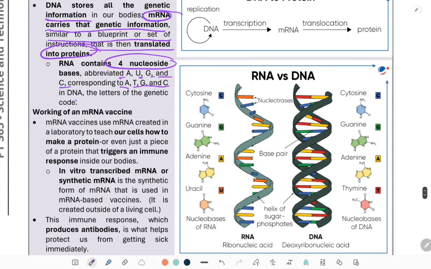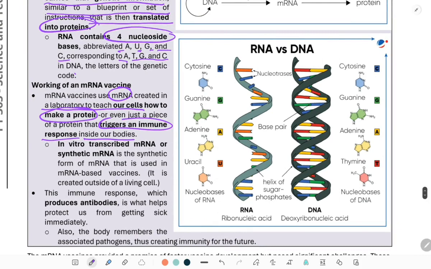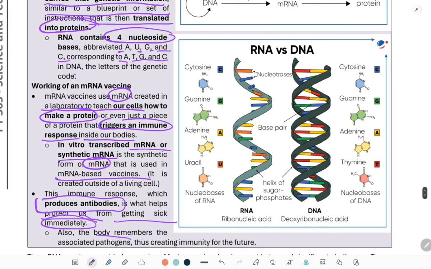Working of an mRNA vaccine. An mRNA vaccine uses mRNA created in a laboratory to teach our cells how to make a protein, or even just a piece of protein, that triggers an immune response inside our bodies. In vitro transcribed mRNA or synthetic mRNA is a synthetic form of mRNA that is used in mRNA-based vaccines. This immune response, which produces antibodies, is what helps protect us from getting sick immediately. Also, the body remembers the associated pathogens, thus creating immunity for the future.